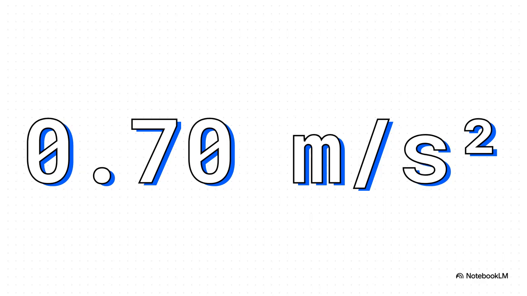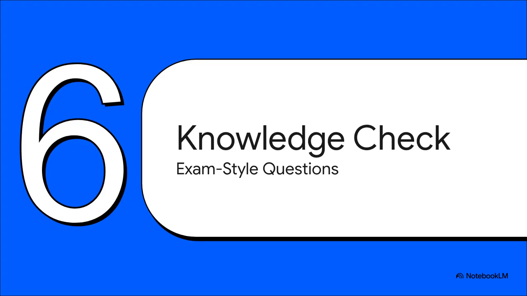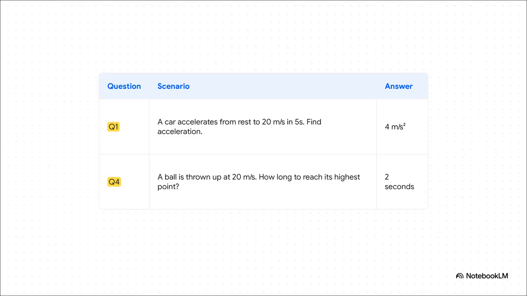By breaking down all those competing forces, the angled pull, the friction, we can predict exactly how that box is going to move. All right, let's do a quick knowledge check with a couple of typical physics questions, just to see these ideas in action. Okay, for the car, it gained 20 meters per second of speed, and it did it in 5 seconds. So you just divide the change in speed by the time, and you get 4 meters per second per second. For the ball, we know gravity is fighting it, slowing it down by about 10 meters per second every single second. So to get rid of all 20 meters per second of upward speed, it's going to take exactly 2 seconds to reach the very top.